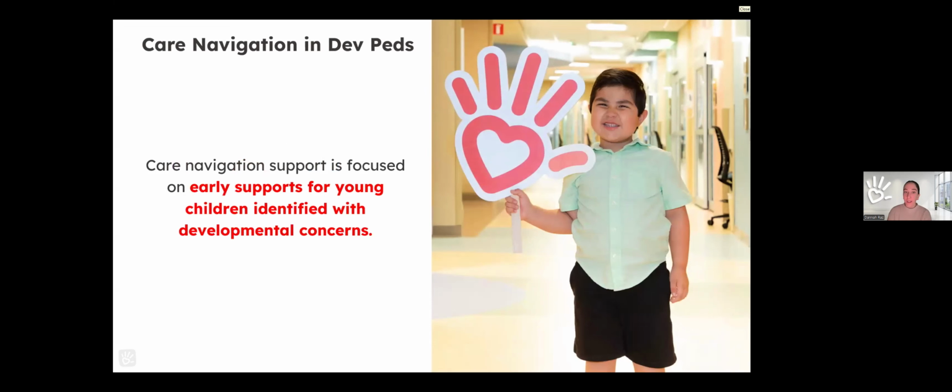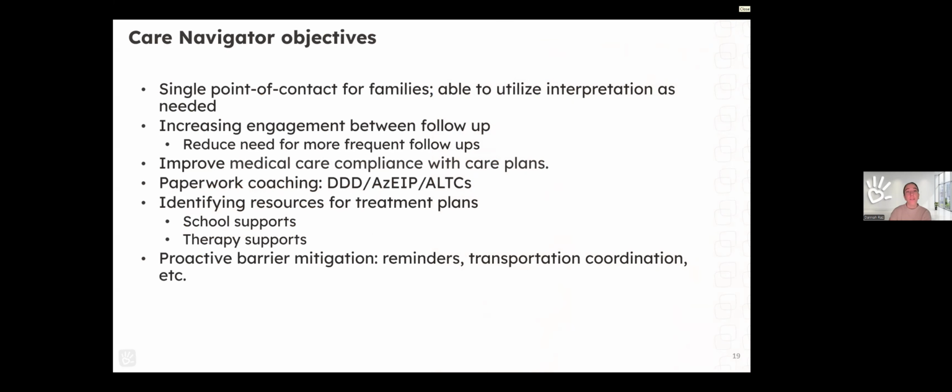So this is where our Care Navigator comes in, and we really wanted to advocate for this. It's focused on early supports for young children identified with developmental concerns. The objective is really to have a single point of contact for families. Our Care Navigator is able to utilize interpretation as needed. The hope is to increase engagement between follow-ups and perhaps even reduce the need for more frequent follow-ups.